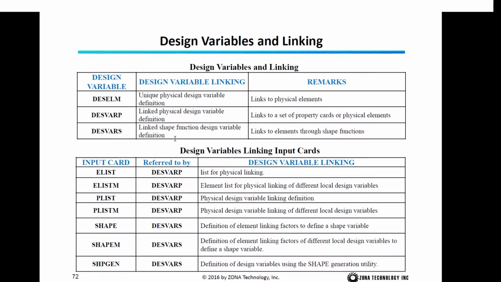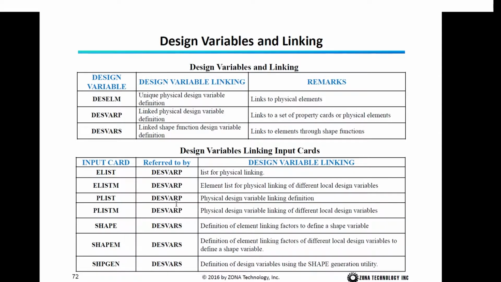So rather than that, you can define a set of shape functions to describe the thickness distribution over a set of plate elements. The coefficients of those shape functions become the design variables. And how to link them together?